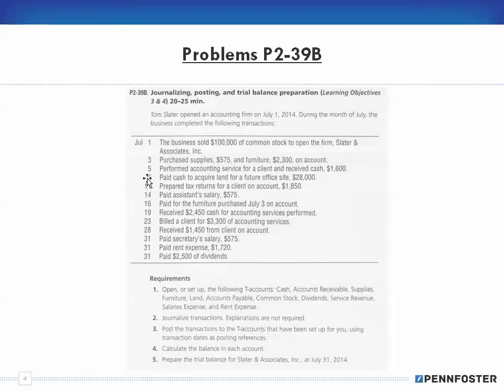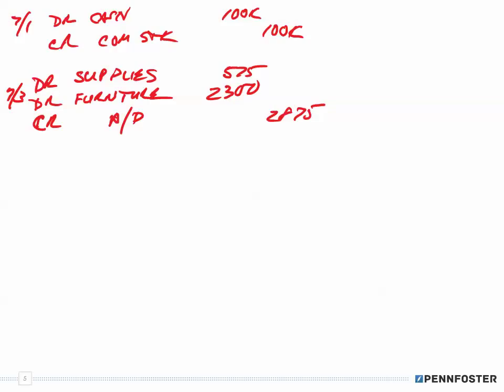All right, July 5th, performed accounting services for a client and received cash. So I'm receiving cash, so I'm going to debit cash for the $1,600, and that means I credit something else, and I'm performing a service, so that's service revenue for $1,600.